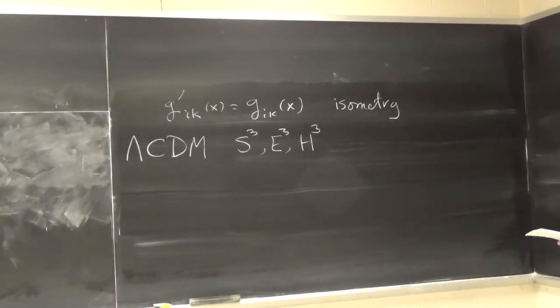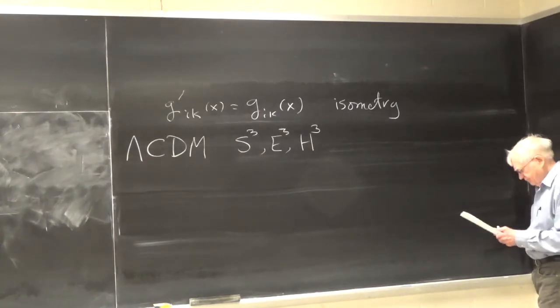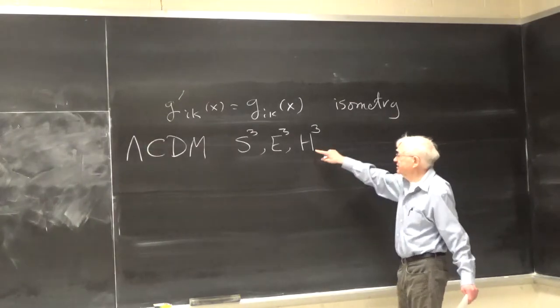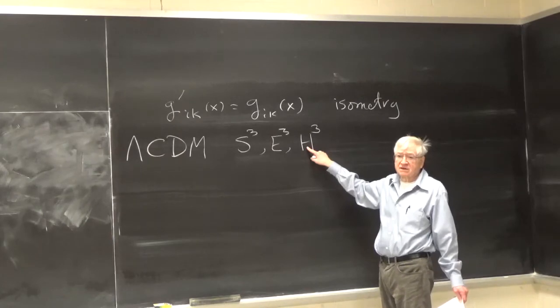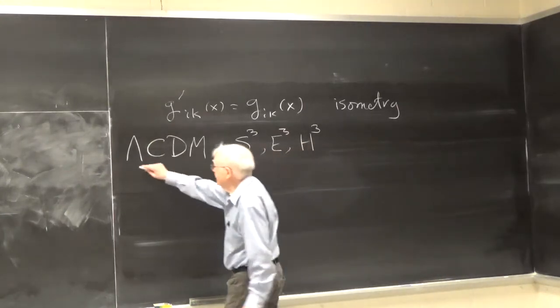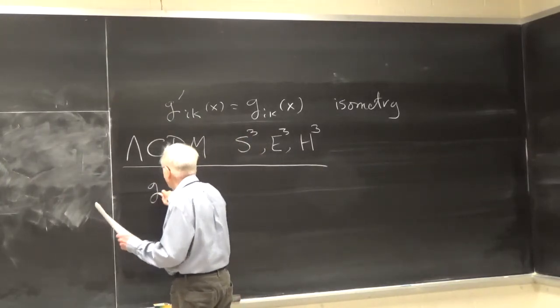I added the metrics of those to the class notes. Now, this is a very restrictive condition, and in fact, in three-space, there are only 3 maximally symmetric spaces. And it's amusing that we use all of them in the standard model of cosmology. A much more flexible condition is that metrics are conformally related.